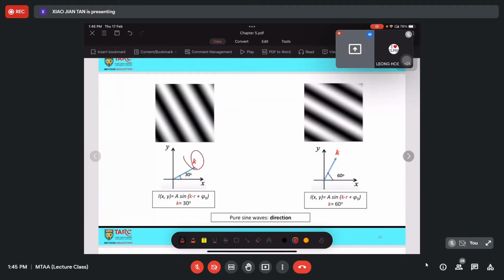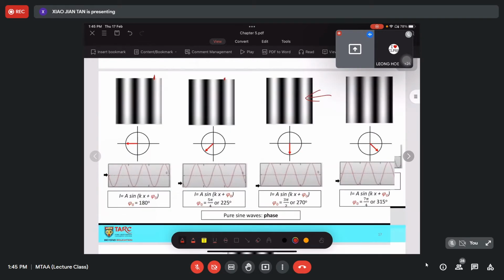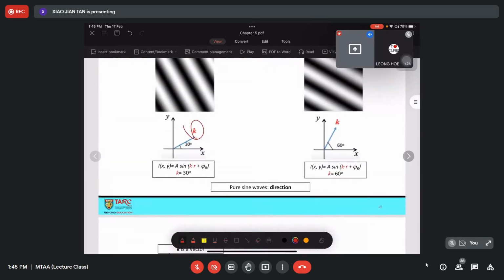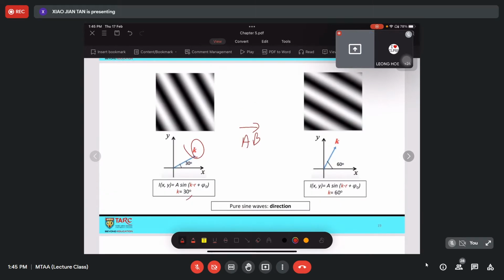Again, previously, do you still remember you have a K here, which is referring to the frequency? Now you still have the K here, but now the K is a vector. What do we mean by vector? Which means you have A, B, this is a vector, okay? So when K is equal to 30 degrees, your line is no longer vertical, but rotated by 30 degrees. 60, rotated by 60 degrees. Okay, so this is the difference and also the effect of the different amplitude, phase, and so on.